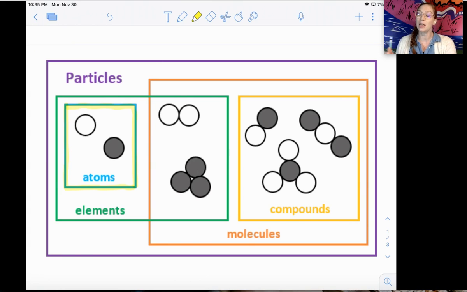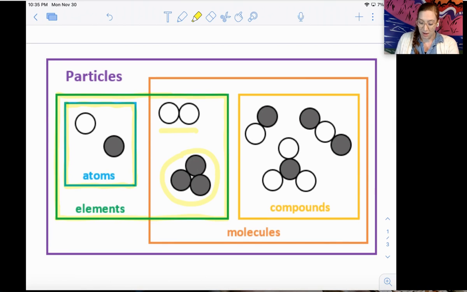Okay, elements can also have multiple particles, as we can see in our green box, which is going to encompass elements that are made of one atom or monatomic, as well as elements that are made of multiple atoms, like we see over there on the right-hand side of our green box. Okay, here we have an element that's made of two particles together. Here we have an element that's made of three particles together. We know they are elements because the particles that have been joined chemically are exactly the same.